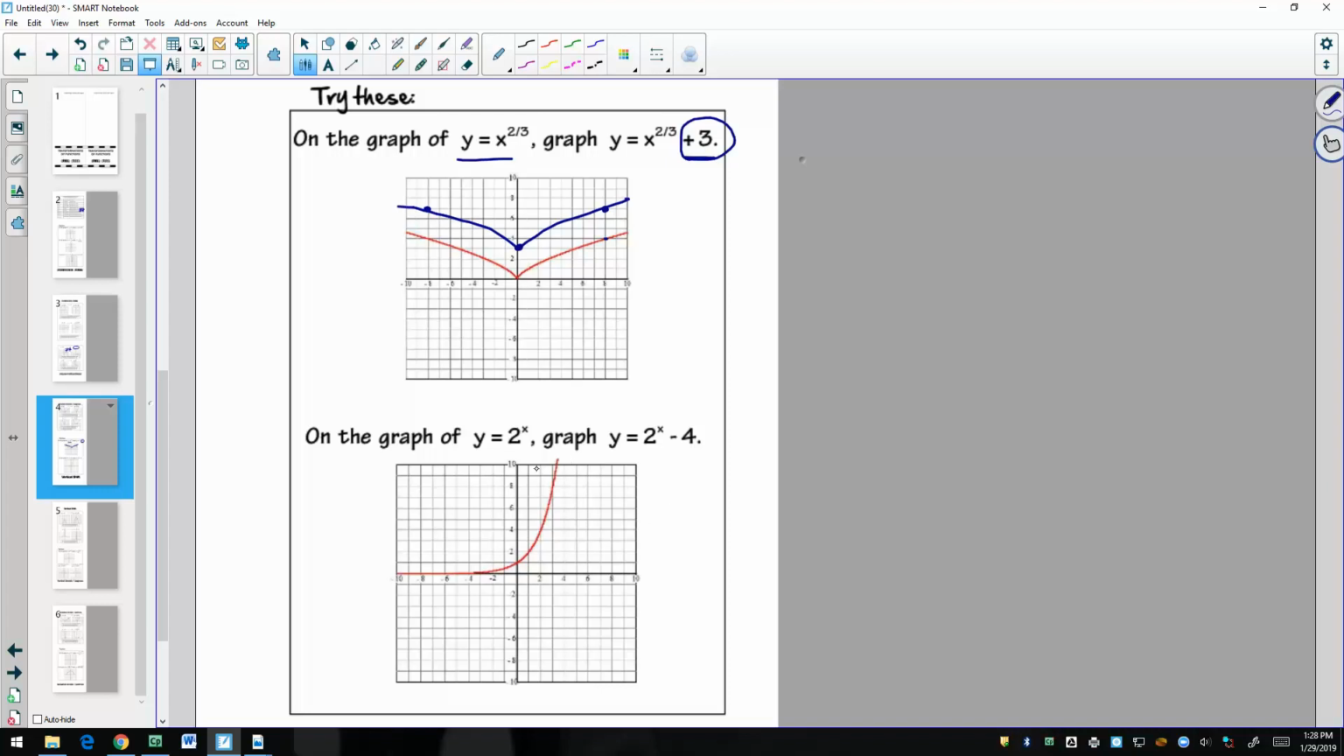Notice in the second you try these, here's the original graph. They want us to do the following. You'll notice a -4, which means I'm just going to move it down 4. So pick some points. I'll start with this one and move it down 4. 1, 2, 3, 4. And then this one. 1, 2, 3, 4. Maybe one more.